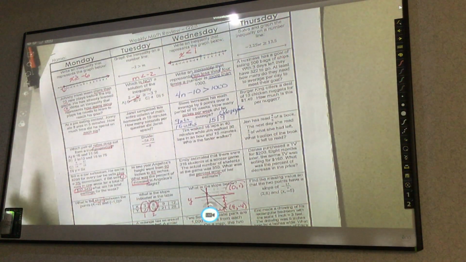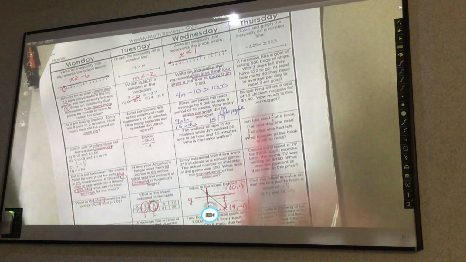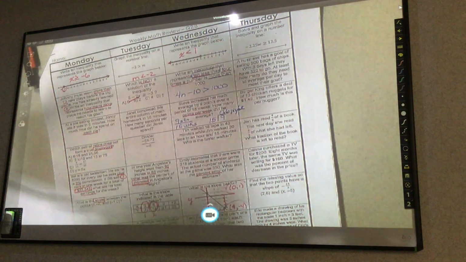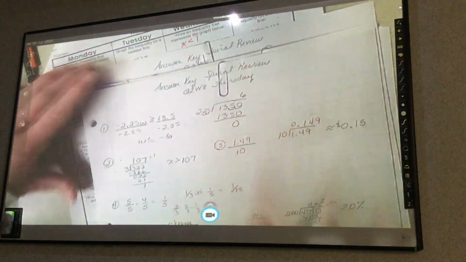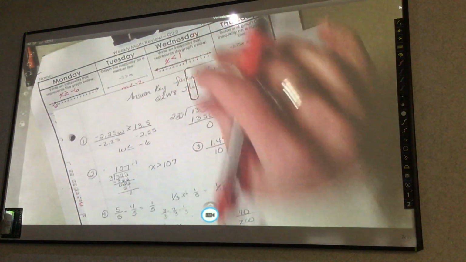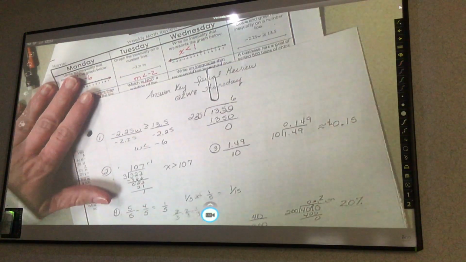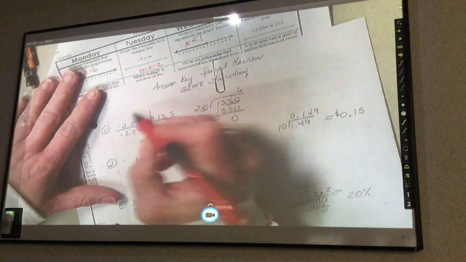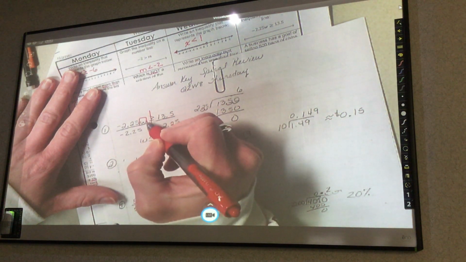Our last one for this nine weeks. It says solve and graph the inequality on a number line. So here's our inequality: negative 2.25w is greater than or equal to 13.5. Draw your line, box up the w.